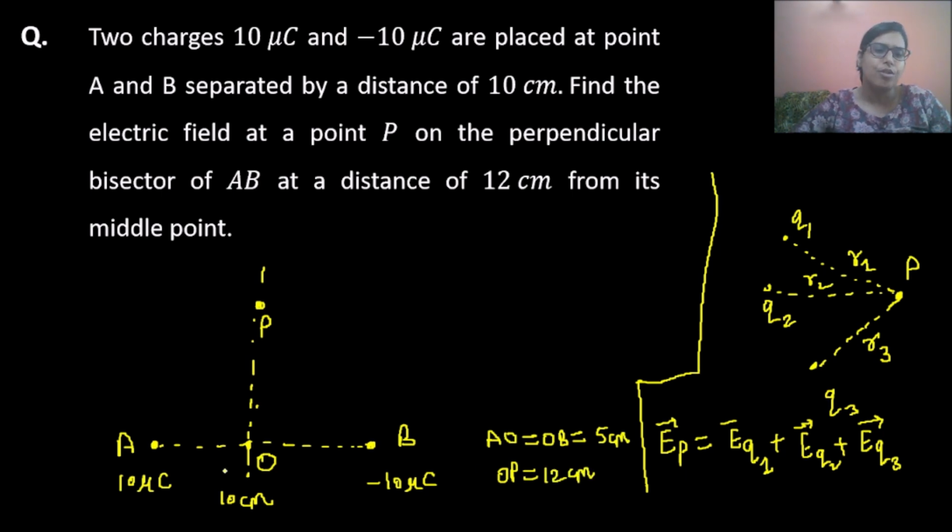So what we have to do? We will calculate the electric field due to 10 microcoulomb which is placed at point A. So this will be in this direction, and due to this charge, this is negative charge, so this will be towards the charge, so this will be in this direction. Magnitude of electric field will be same because the charges in magnitude are same and distance also same. So kq upon r square, by kq upon r square, magnitude of electric field will be same.